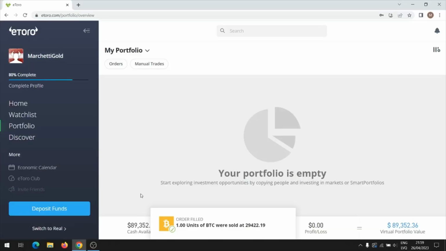Hello, today I will show you how to buy stocks on the eToro platform. You can enter the name of the stocks you want to buy in the search field. I will type the name Intel.